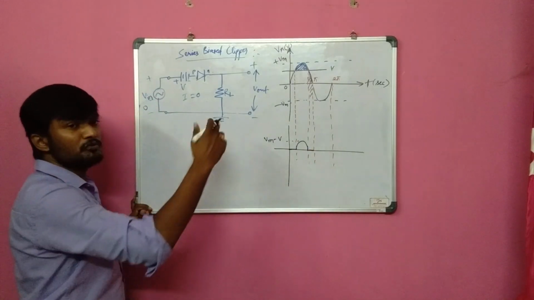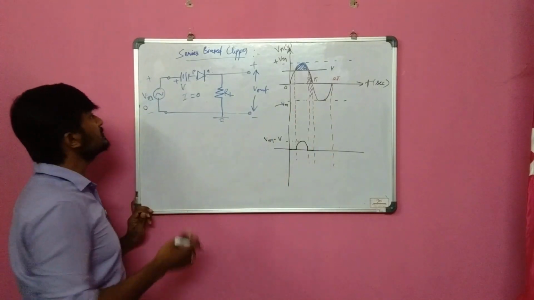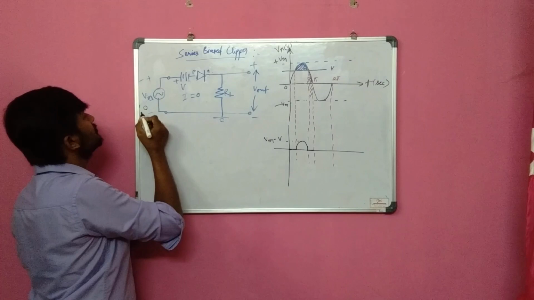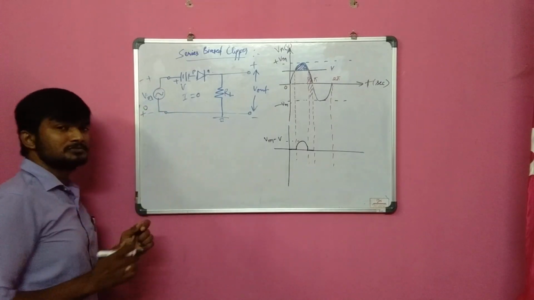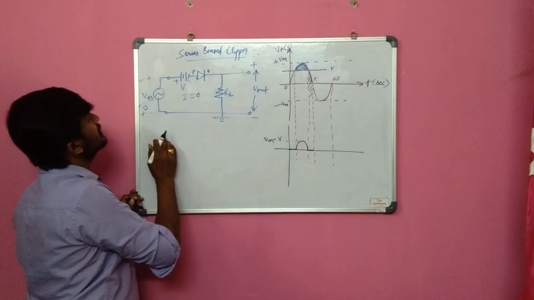Now let's talk about the fourth zone. The fourth zone means a completely negative half cycle. Completely negative half cycle means, as I already told in the previous video, minus and plus. Minus and plus means here. So here plus, what happens?